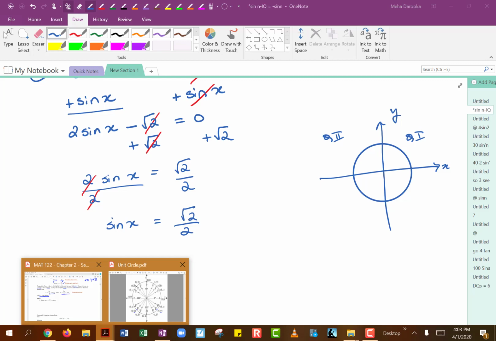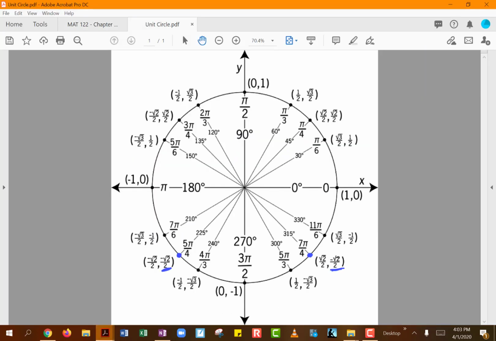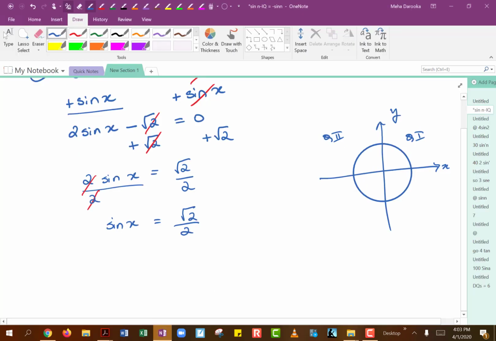I don't know if you remember the right triangle trigonometry we had talked about. You can use that also to help you out. But we are looking for where our sine function is positive square root of 2 over 2. So it's going to be at these two angles, pi over 4 and 3 pi over 4.